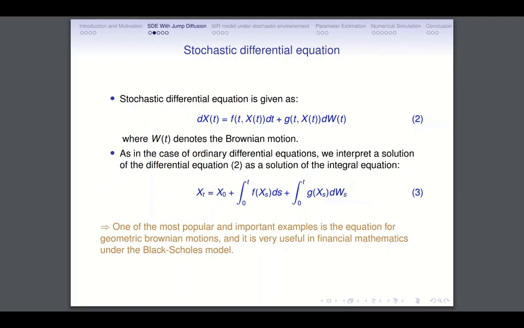A stochastic differential equation serves as a mathematical model for systems involving two types of forces. One is deterministic and the other one is random. In general, a stochastic differential equation is given as the equation dX_t equals a function f multiplied by dt plus another function g multiplied by the Brownian motion. And as a solution of this equation, we have the integral equation X_t equals X_0 plus the integral of f plus the integral of g multiplied by the Brownian motion.